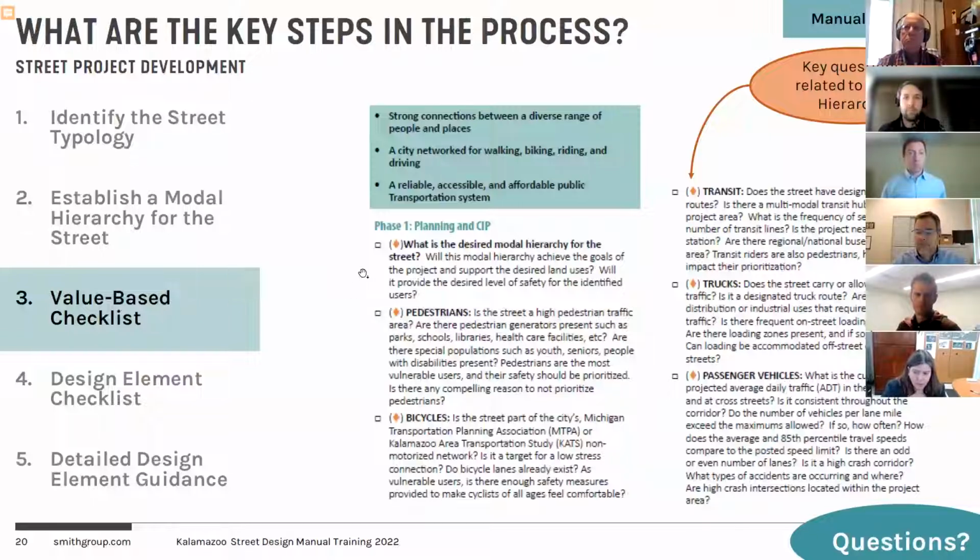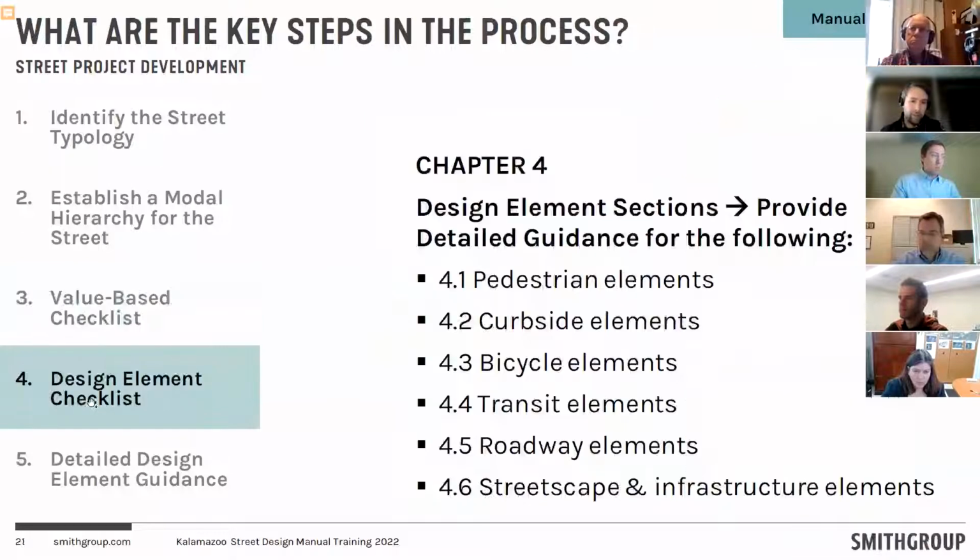And kind of as a bridge between these two, and you'll see during the exercises Janet mentioned, we have the full checklist for all the different phases of work called out. A lot of those questions in the checklist will point towards specific design elements that might need to be considered or incorporated into the design. And that's really where this design element checklist piece comes in.